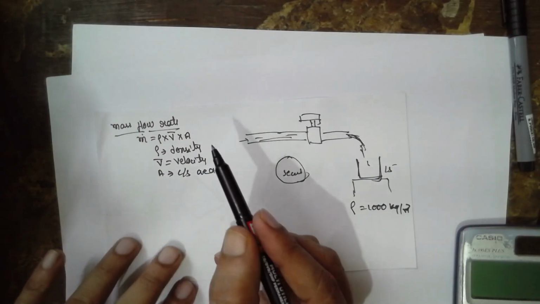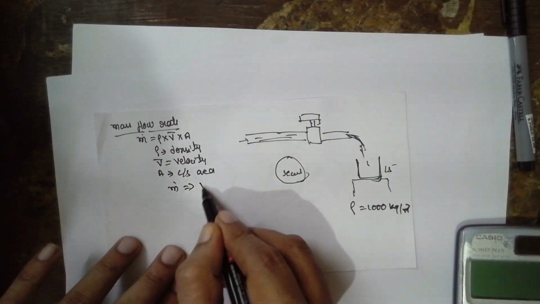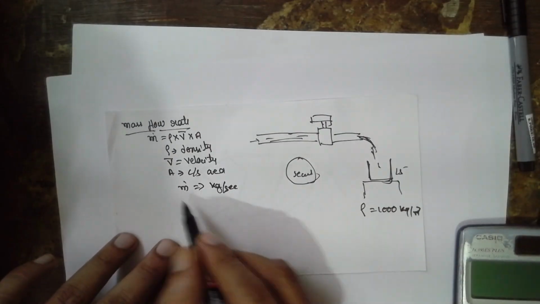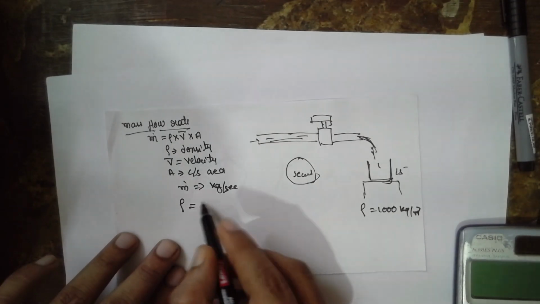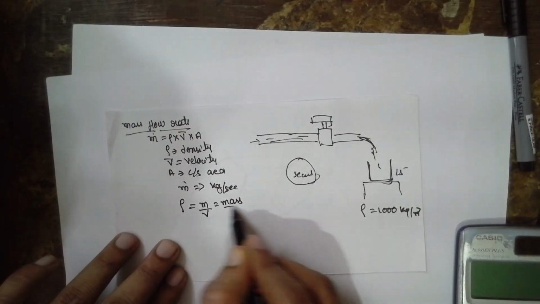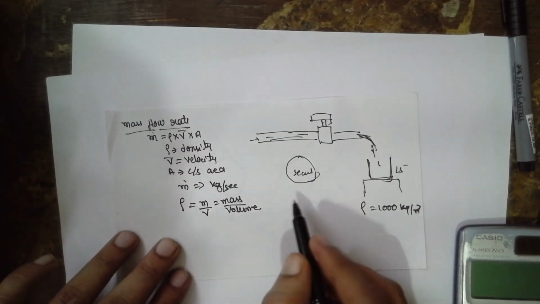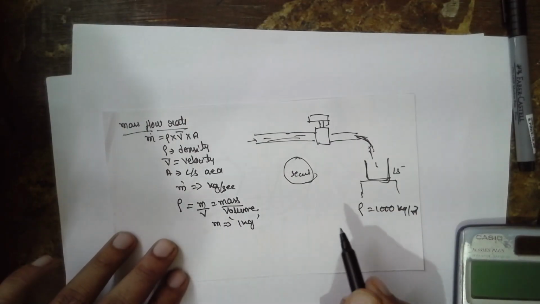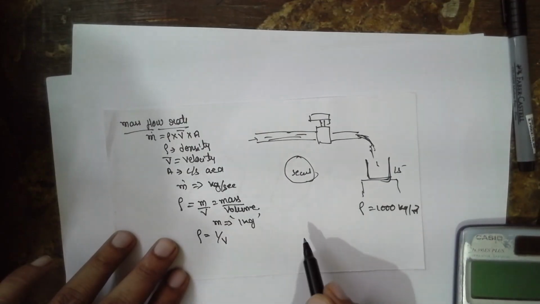Now, mass flow rate is always expressed in terms of kg per second. Now we know that density is nothing but mass by volume. Normally we will consider the mass as 1 kg. Therefore, rho is equal to 1 by V, where V is nothing but volume.